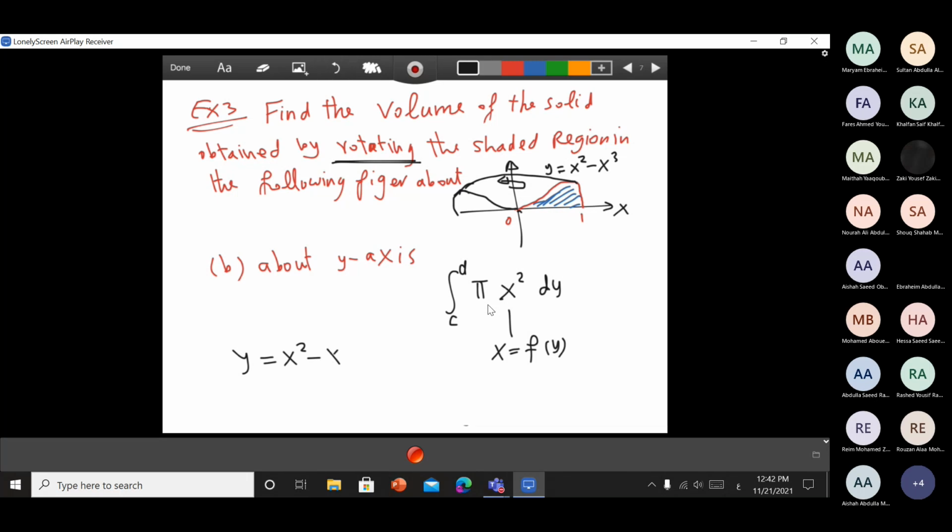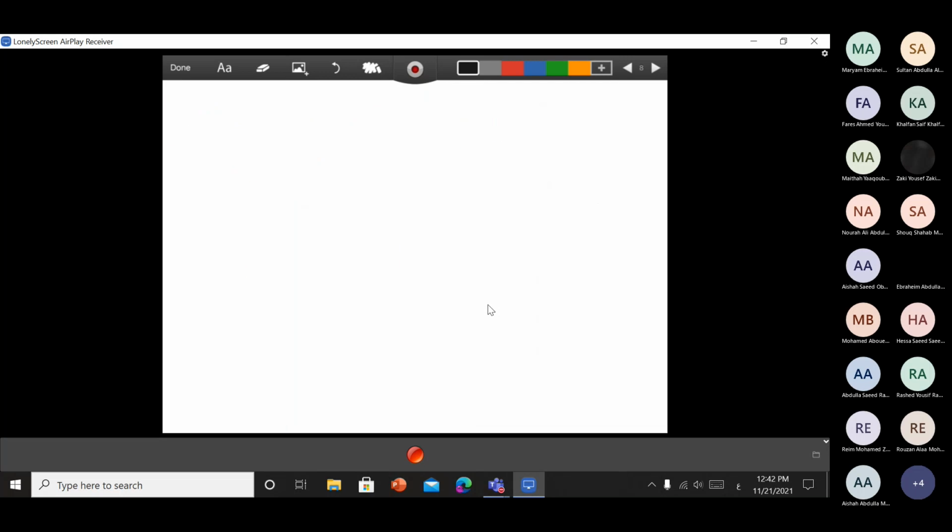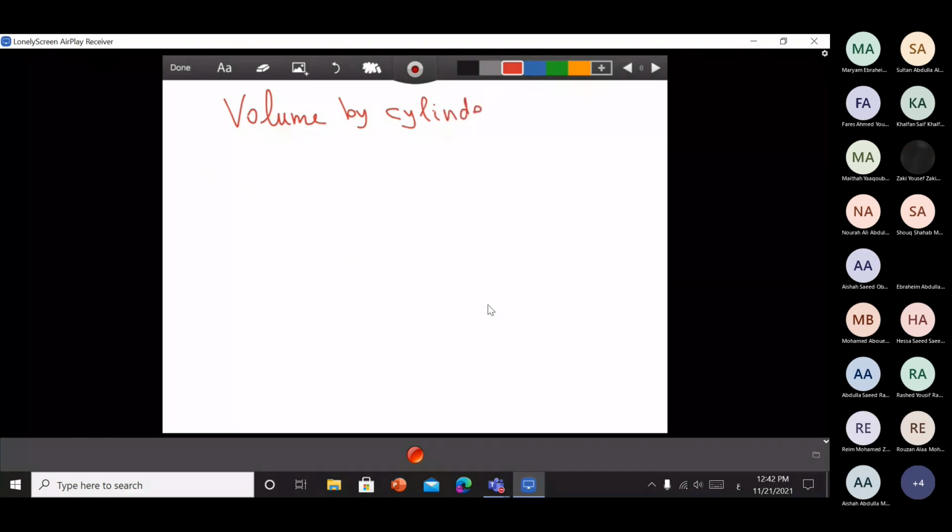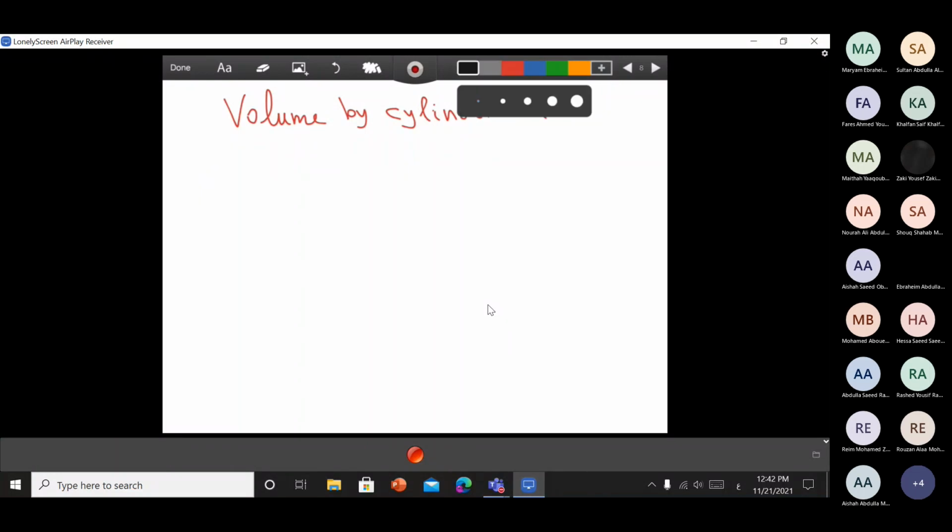Can you find x as a function of y? This is the question. For me, no. I cannot find x as a function of y. This is why we are going to use the last method, which is volume by cylindrical shape, or cylindrical shell, if you call it.